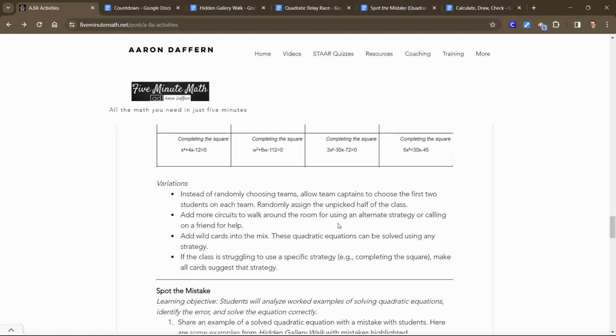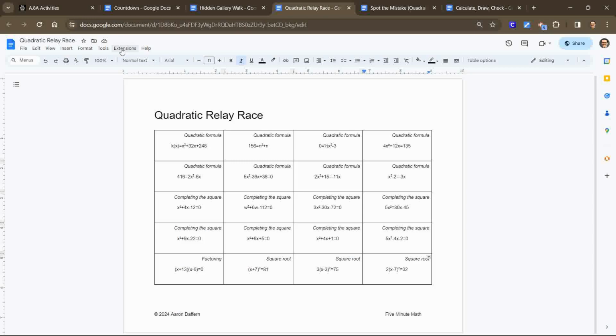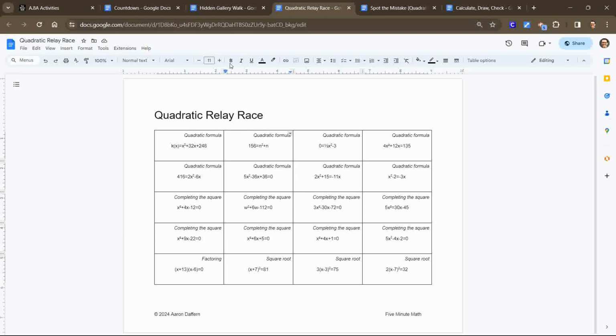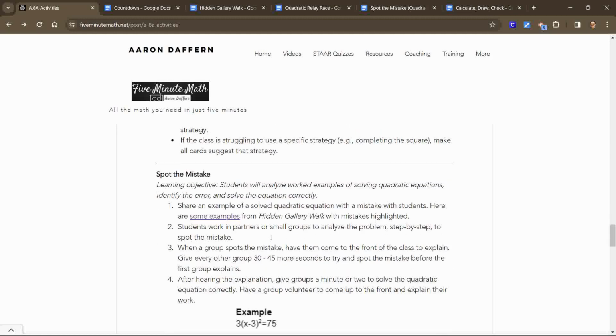You can have wildcards in the mix, so these quadratic equations can be solved using any strategy. And if the class is struggling with using a specific strategy, like they're just not really good with completing the square, make all the cards suggest that strategy. And all of these are Google Docs. Feel free to just make a copy, right? You go File, make a copy, and then you can personalize these as you want.